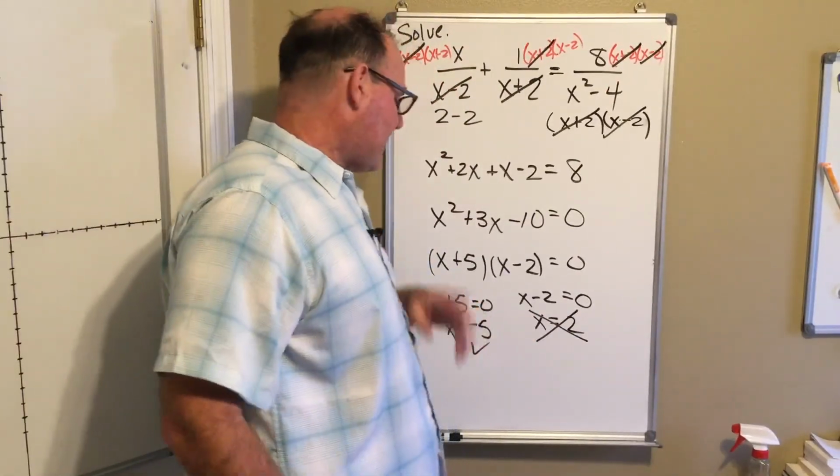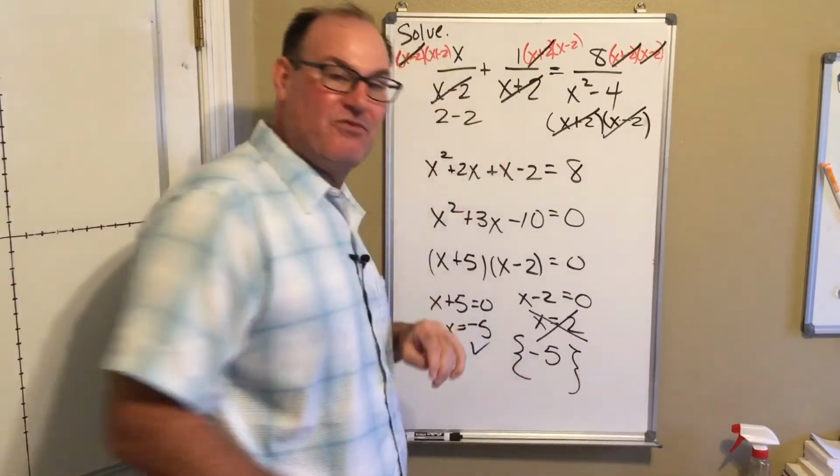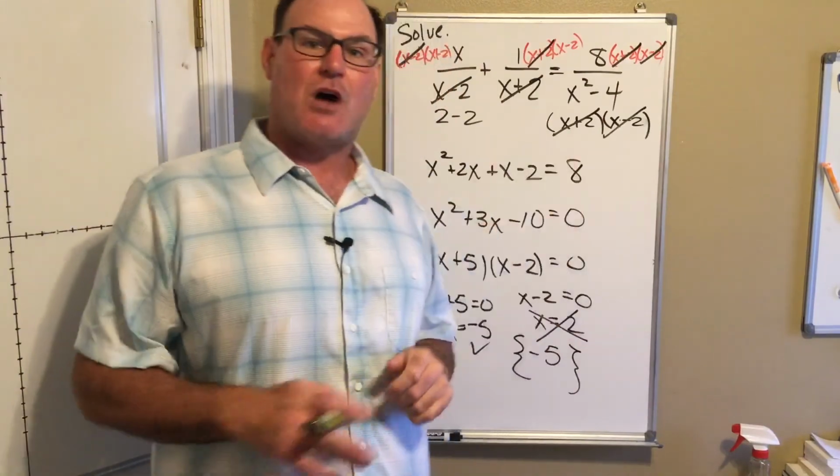Sorry. And so that means my solution set is just going to contain the value negative 5. And we are done. That is how you solve a rational equation.